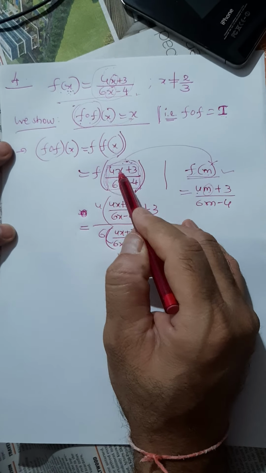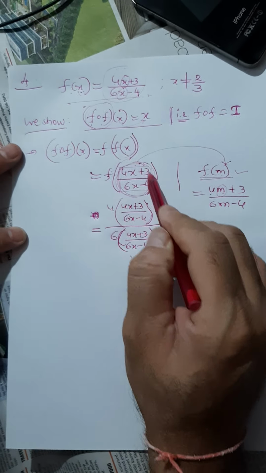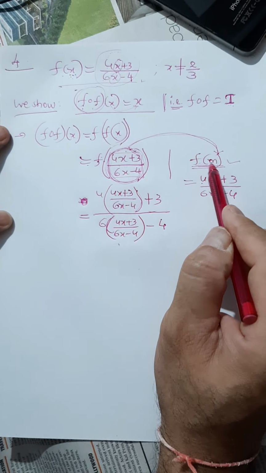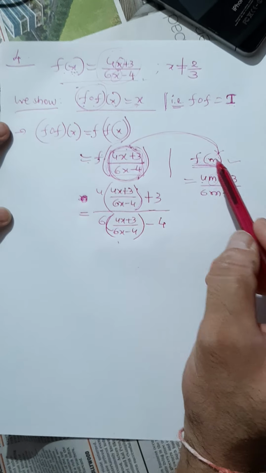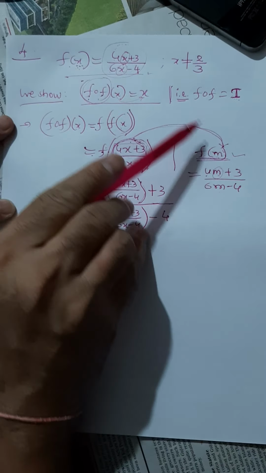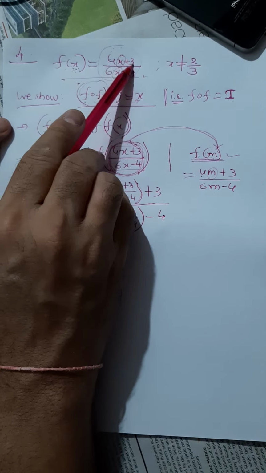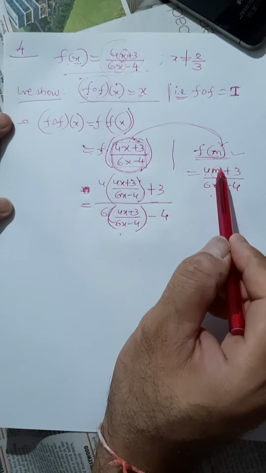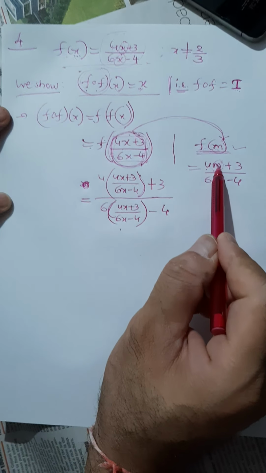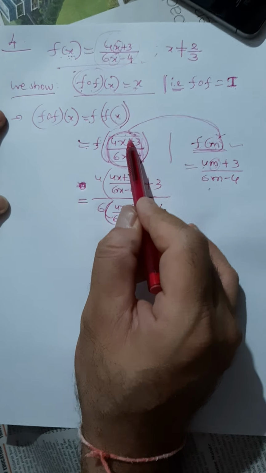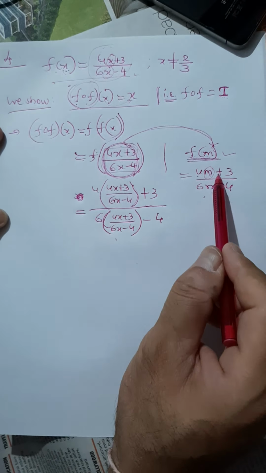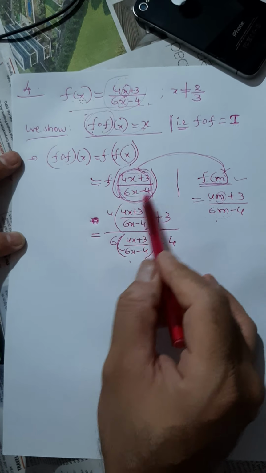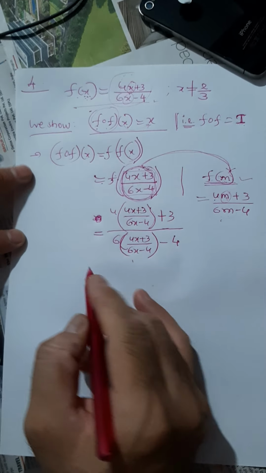What I want is to apply f. So imagine this as small m. So this is f of m. Now what is the rule for function f? That is here, if I go back to the definition, 4m plus 3 upon 6m minus 4. Now reverse substitution. What was m? That was this bracket. So I'm putting the value of m. 4 into, instead of m, this bracket, plus 3 as it is, 6, instead of m again, this bracket, minus 4. Now we'll just simplify.